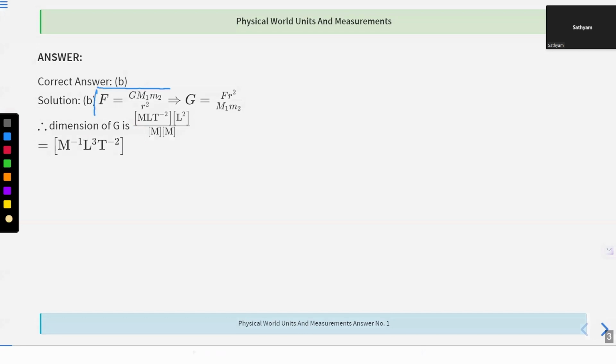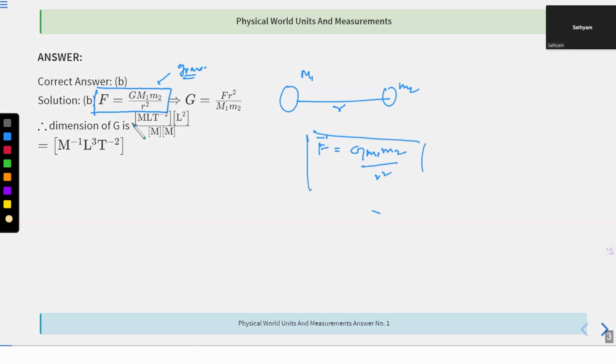This is the formula of gravitational force, right? This is the gravitational force between two objects. Let's say this object is mass m1, this object is mass m2. They are separated by a distance r. Then what is the gravitational pull between them? F vector is G m1 m2 by r square, right? This is the formula of the force.